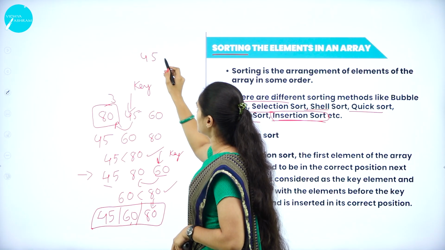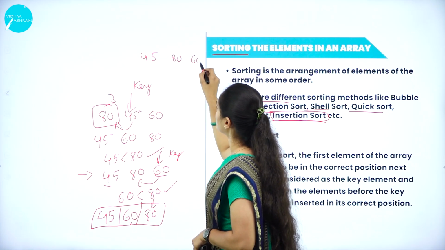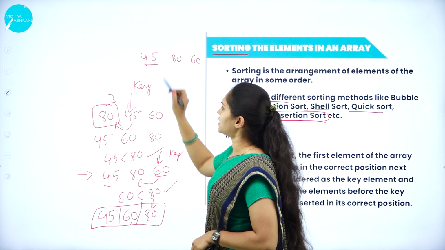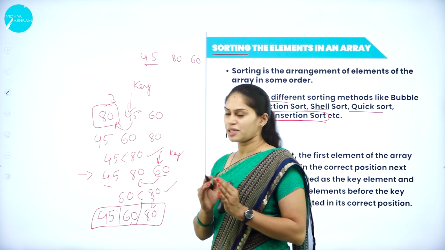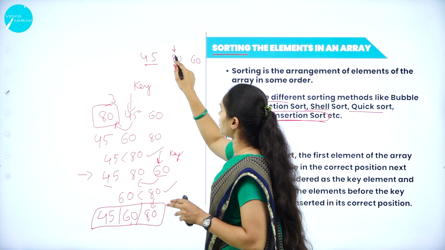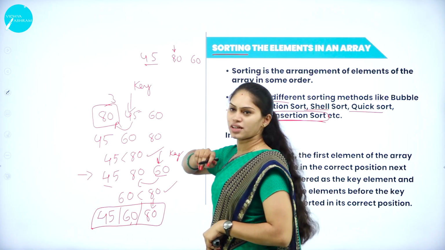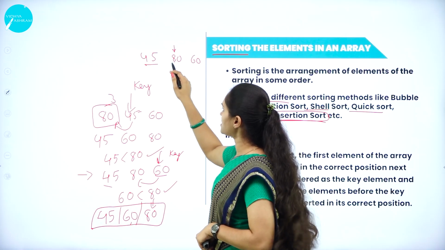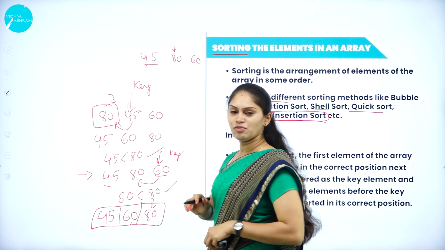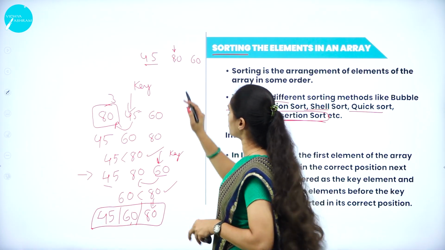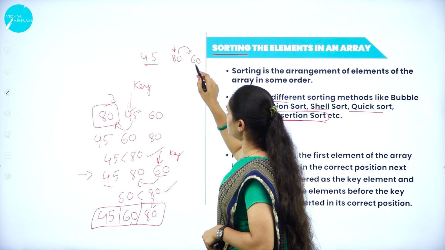If it is like this, I'm just going to make an assumption that 45 is in the correct position. I'm going to compare this 45 with 80. Is 80 lesser than 45? No. So at that time, this 80 will be in this place only and 45 will be in this place only. Then I will move to the next one.